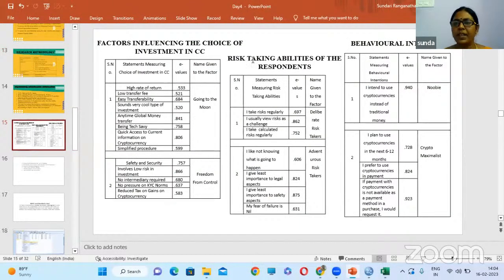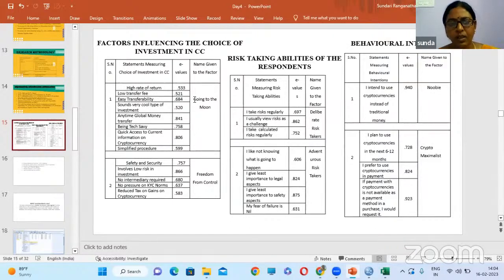These are all my study variables. This is what is there in my questionnaire also. I wanted to find out the factors influencing the choice of investment in cryptocurrency, the risk-taking abilities of the respondents, and then behavioral intentions. The names given are based on the slang used in the crypto world or the digital currency world. Based on the reviews, I identified these names, and they are appropriately given. All these are the researcher's contribution.